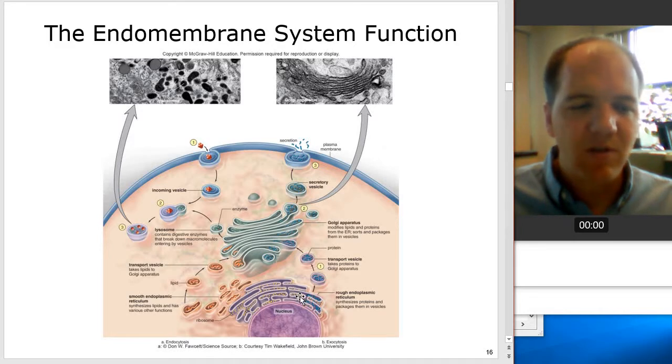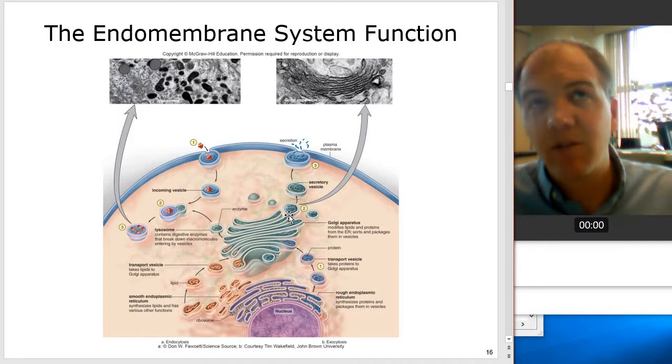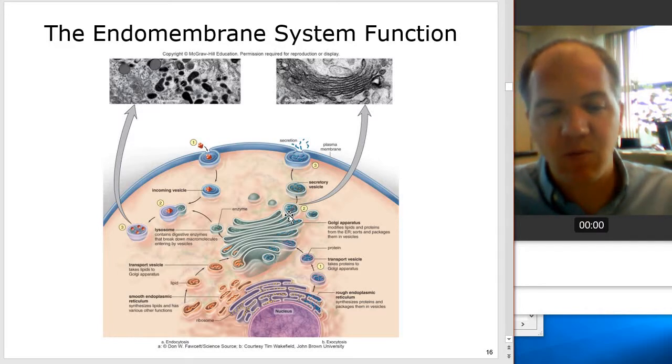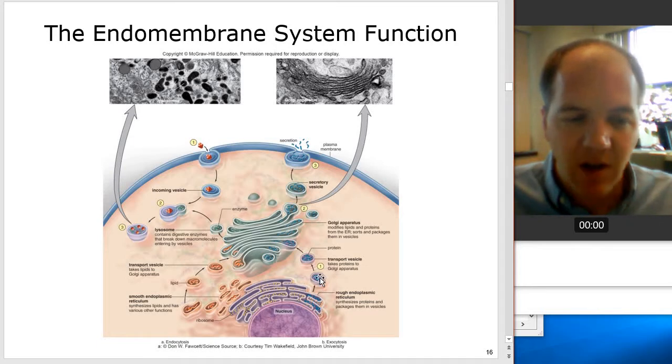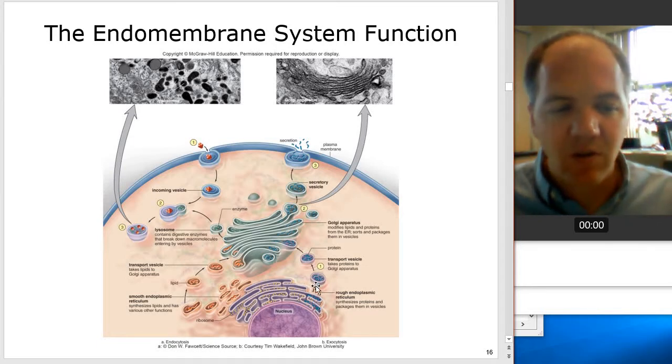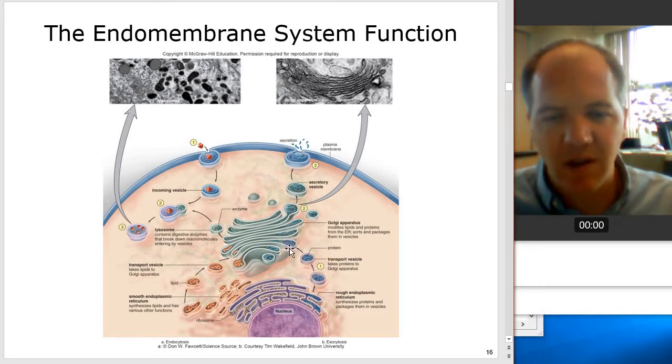So if proteins are produced in the rough ER, they will then break off in a vesicle, and this vesicle will travel to the Golgi apparatus. Now, the reason this is called the endomembrane system is because all of these things are surrounded by membrane. It's built of the same type of stuff as a plasma membrane. We don't call it a plasma membrane, we just call it a membrane, but it's a phospholipid bilayer. And vesicles, or pieces of this membrane, can move from one place to another because it's all the same stuff.